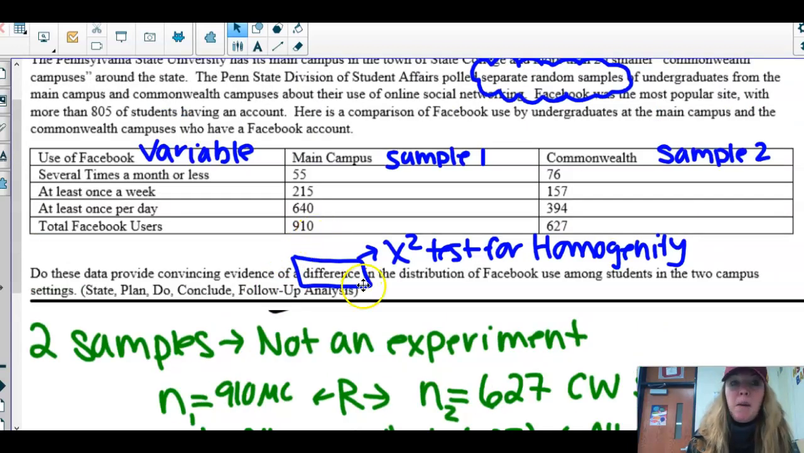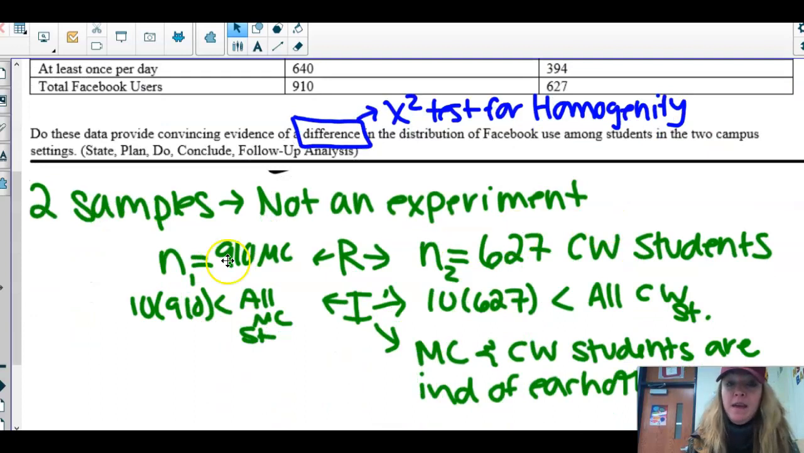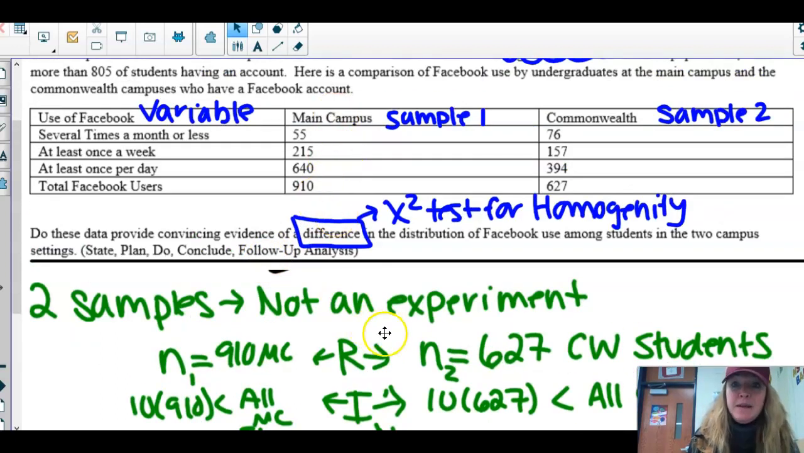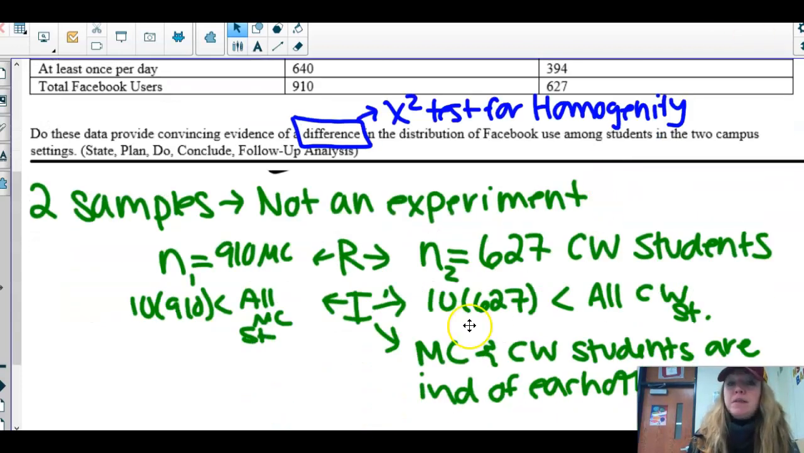So this one's talking about people who use Facebook, I believe, and we have people on the main campus and then the Commonwealth campus, okay? So a random sample of 910 from that main campus, a random sample of 627 from that Commonwealth campus. And again, that independence, you need those three. You need to do the 10 times n is less than capital N, 10 times n is less than capital N. And then you have to say the two groups are independent. And this is nothing new to you guys when we've had two samples.